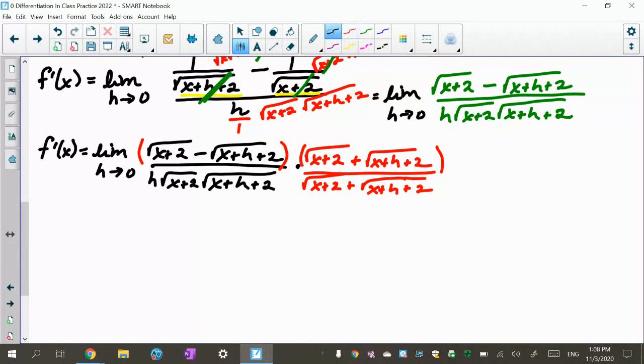So when I do this one right here, I've got f prime of x equals the limit as h approaches 0. And the numerator is going to look pretty. Radical x plus 2 times radical x plus 2 is just a plain old x plus 2.